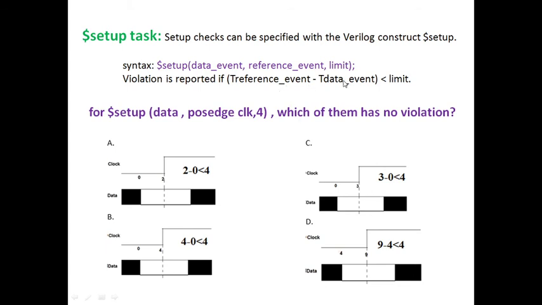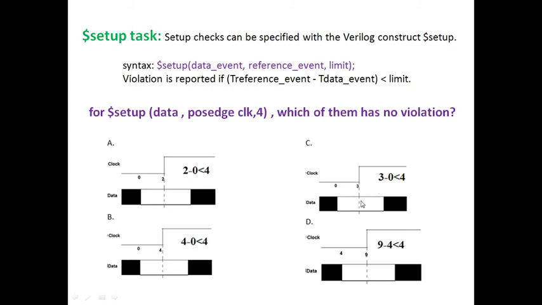So reference minus data is less than limit. The limit is 4, they have already given it to you. So 2 minus 0 is less than 4. That means it is under violation. Second, coming to B. The reference event is happening at 4 seconds and the data event is happening at 0 seconds. 4 minus 0, it is less than 4. That means it is also under violation.